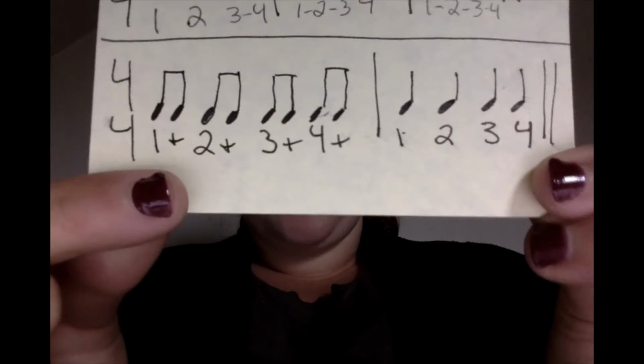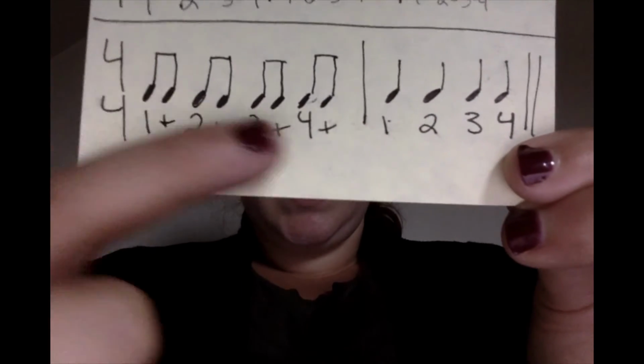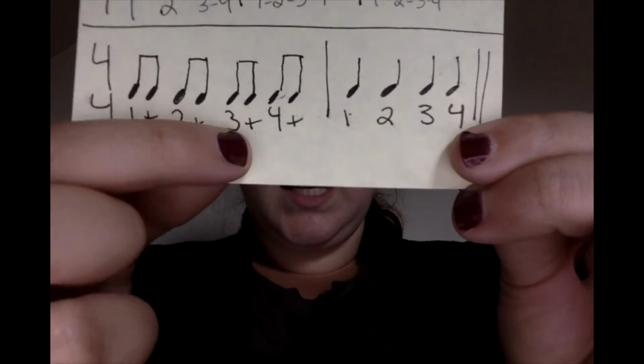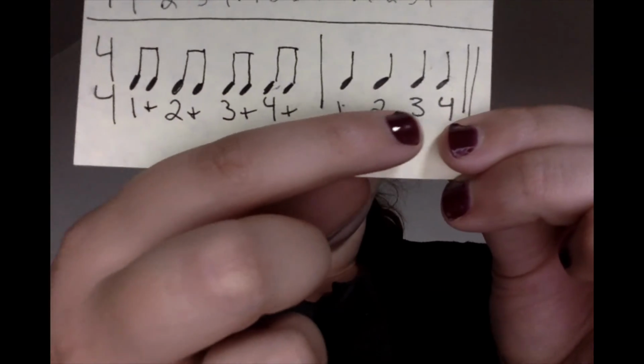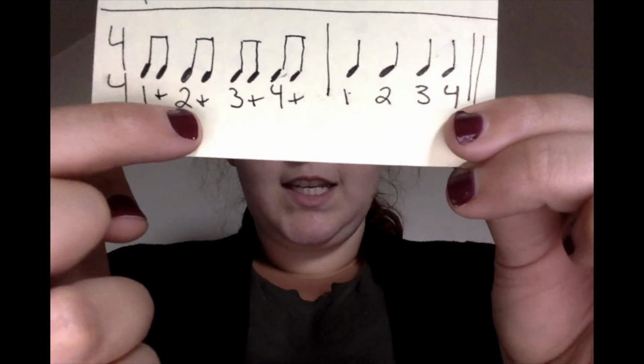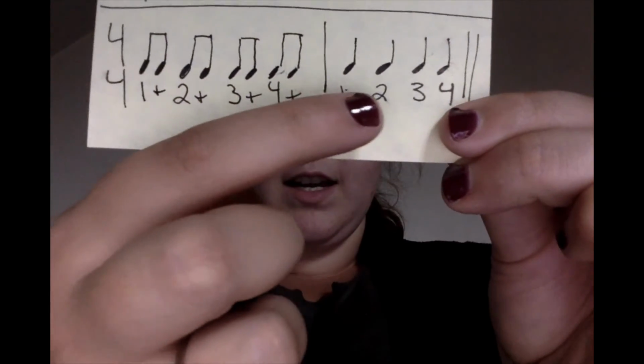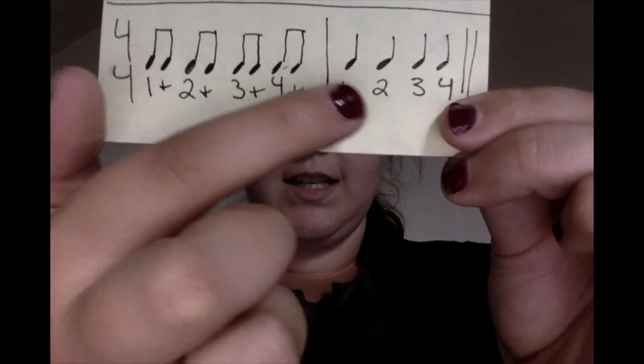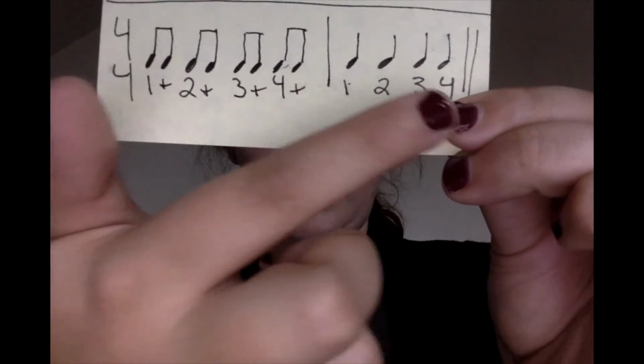We're going to try that with this bottom example. Here we go. We're going to say ti for the eighth notes and ta for the quarters. Ti, ti, ti, ti, ti, ti, ti, ti, ta, ta, ta, ta. Ti, ti, ti, ti, ti, ti, ti, ti, ta, ta, ta, again. Ti, ti, ti, ti, ti, ti, ti, ti, ta, ta, ta, ta. Good. And you can do that as many times as you like to help get it down.